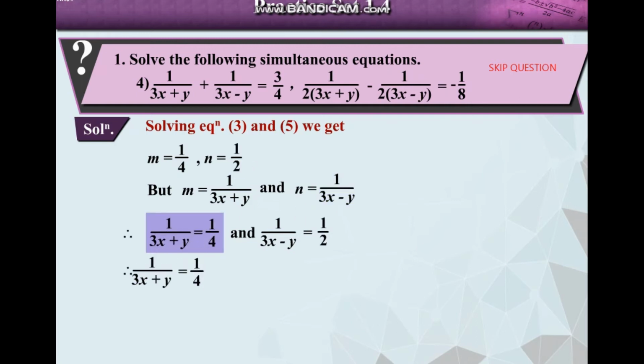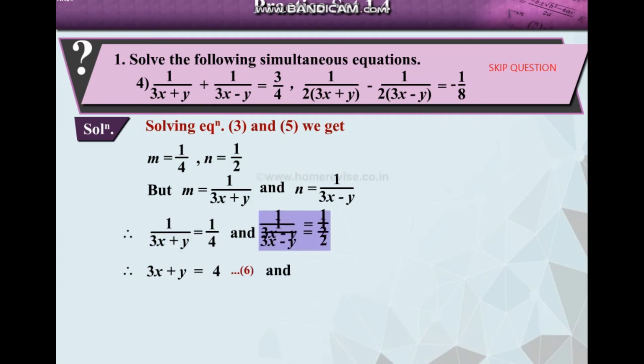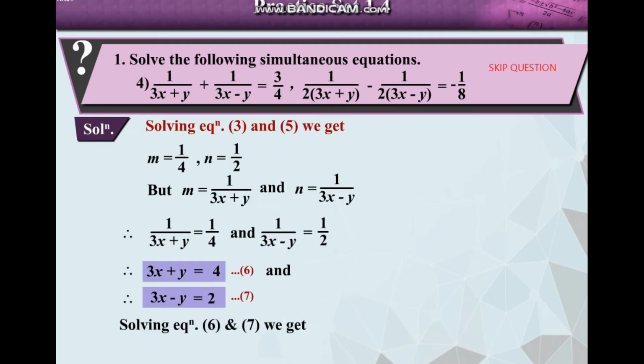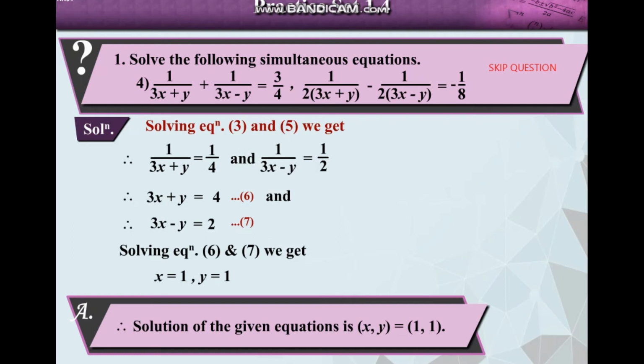Therefore, 3x plus y is equal to 4. Equation 6. And 3x minus y is equal to 2. Equation 7. Solving equations 6 and 7, we get x is equal to 1, y is equal to 1. Therefore, solution of the given equations is (x, y) equal to (1, 1).